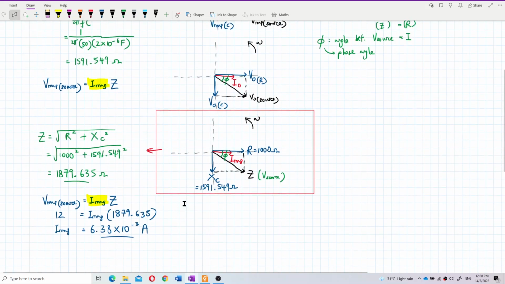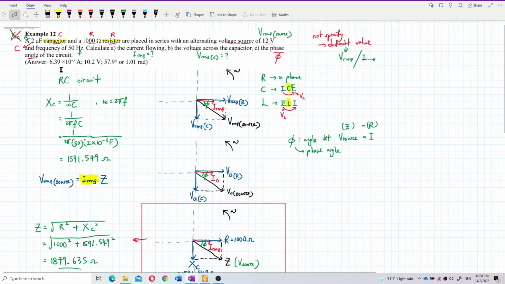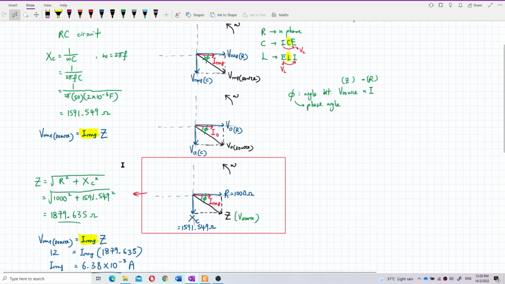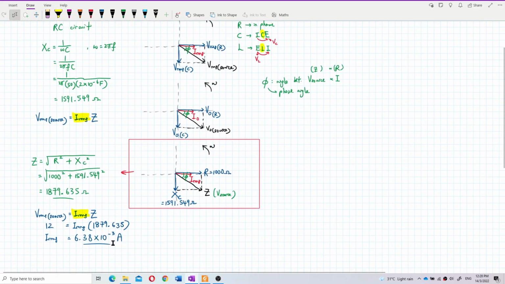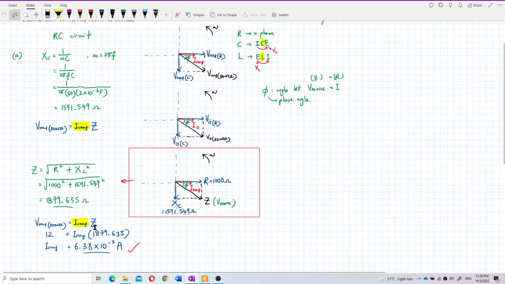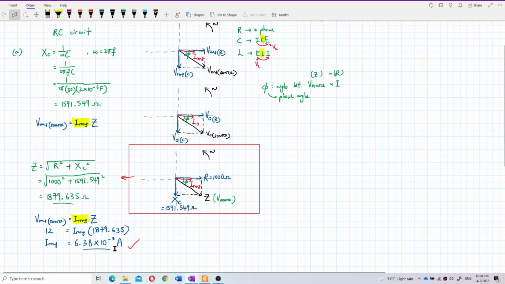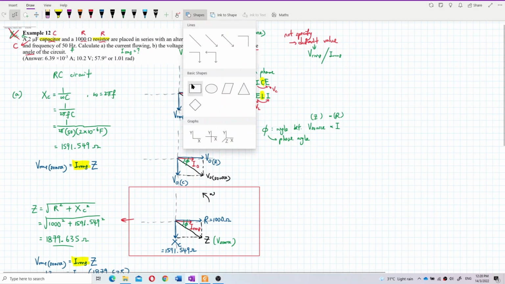Is the answer correct? 6.38 times 10 to the negative 3. Yes, it's correct. Okay, so that's the first part, that's for question A. I got the current ready, the root mean square current. Now, be careful, this is the RC circuit.